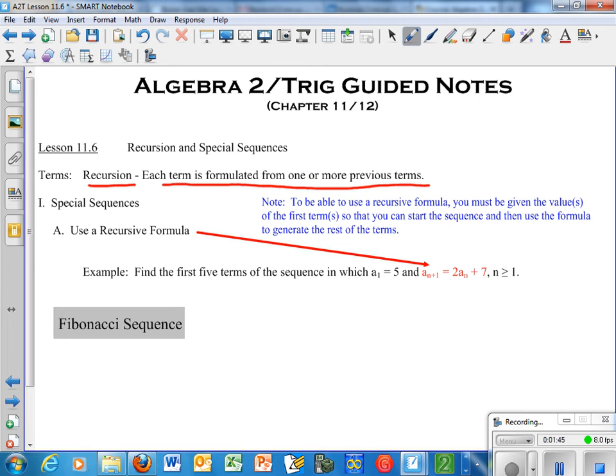I have a note here. To be able to use the recursive formula, you must be given the value of the first term or terms so that you can start the sequence. And then you're going to use the formula to generate the rest of the terms of the sequence.